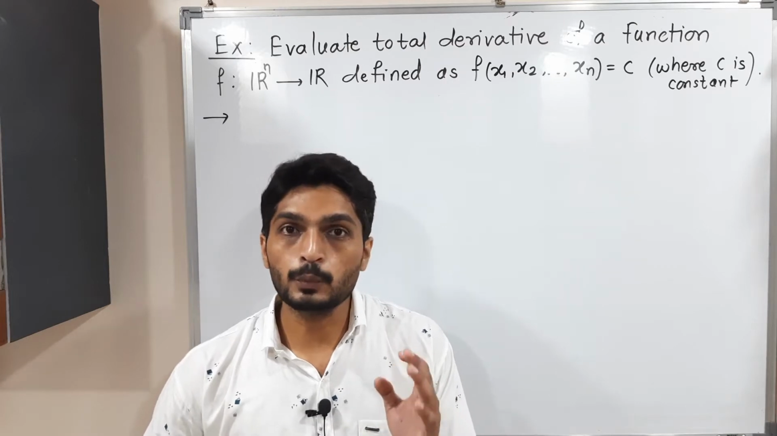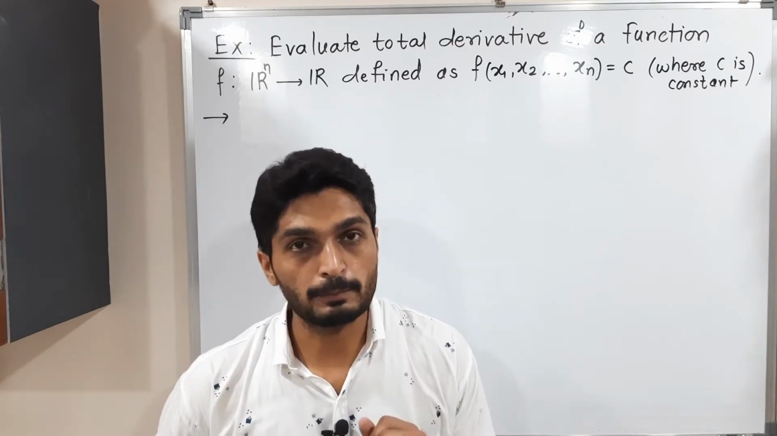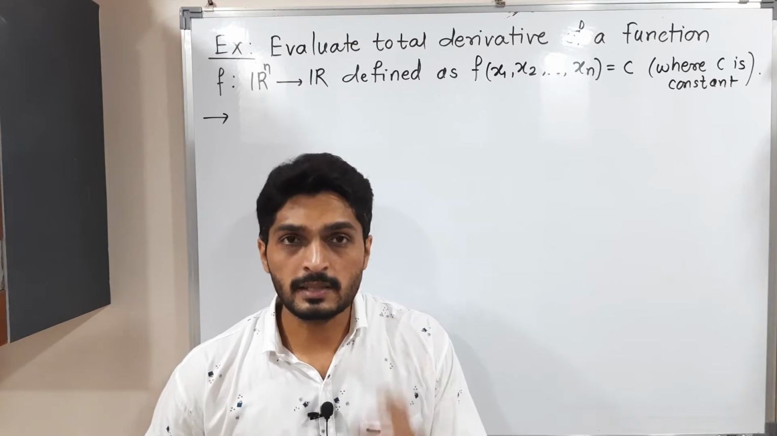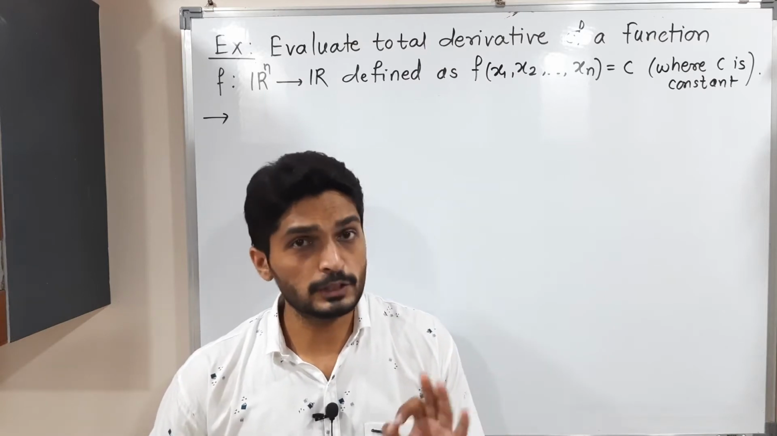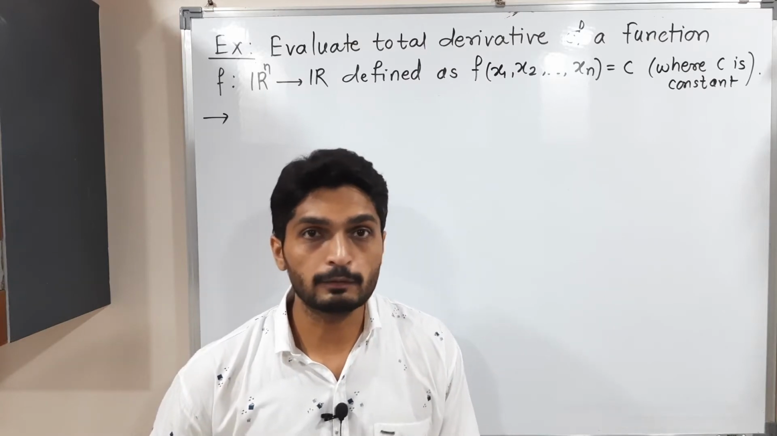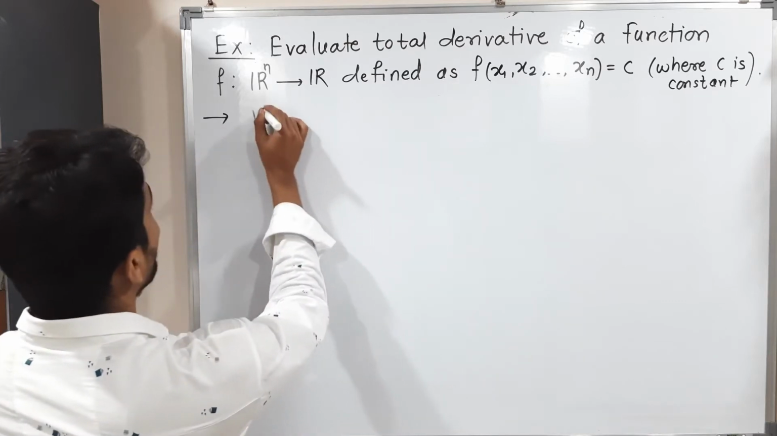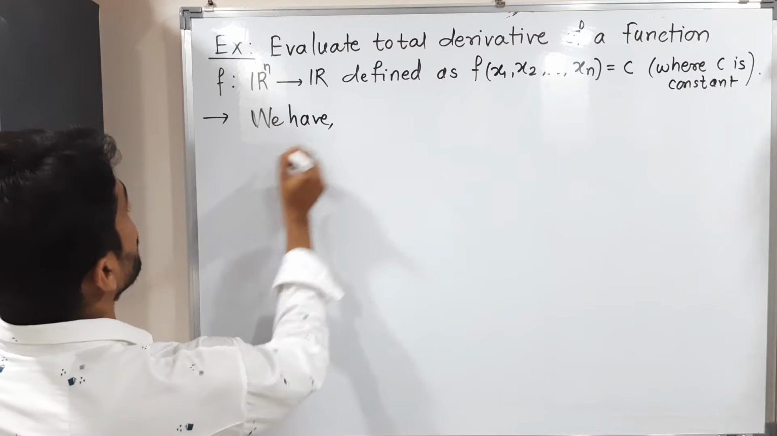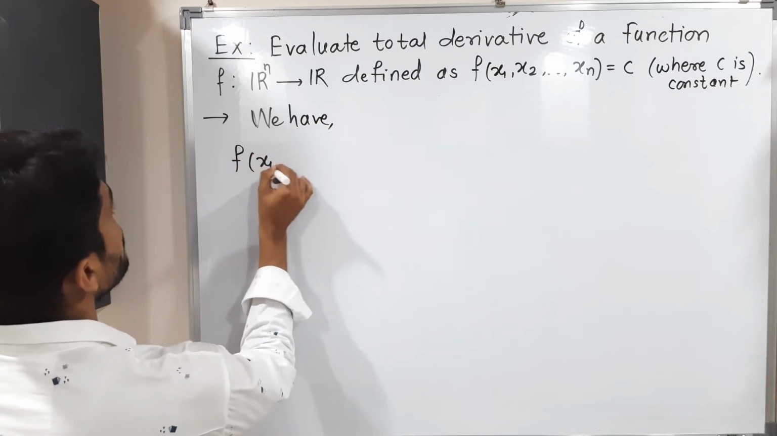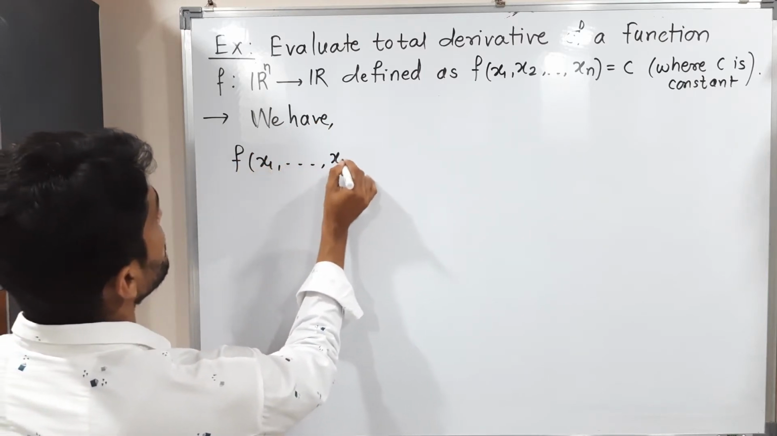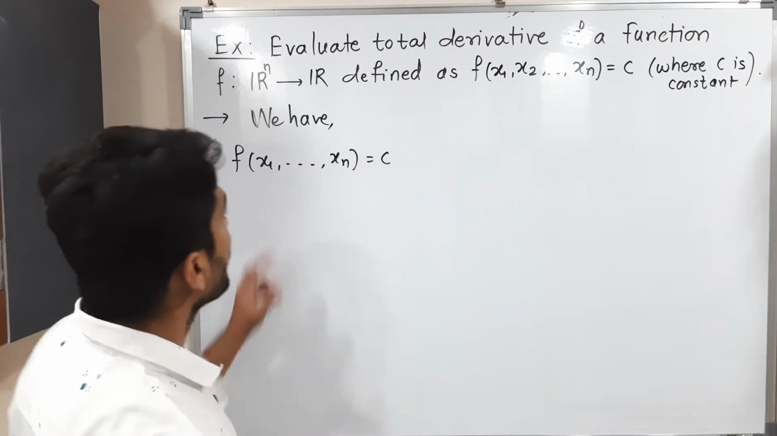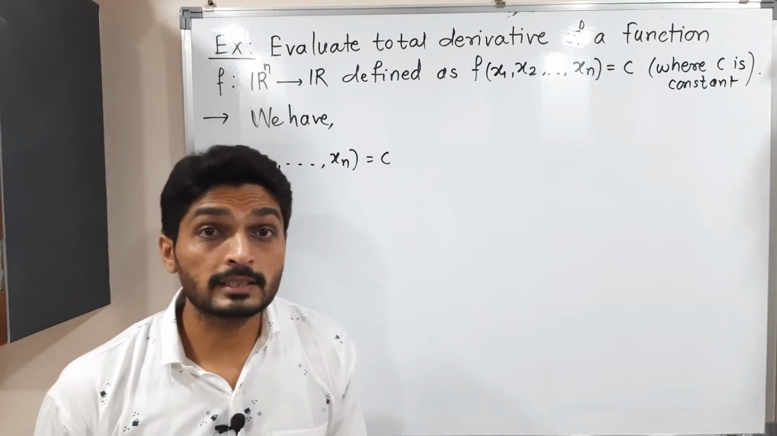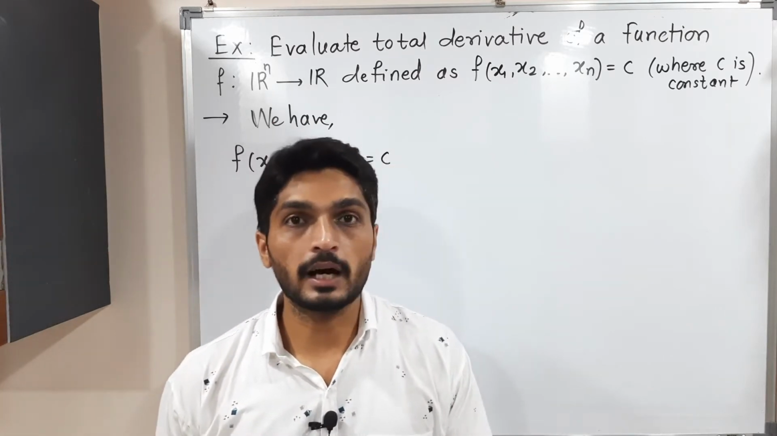In our previous two videos, we have seen how to solve problems, so I will follow the same method to solve this problem. First of all, I will write the given function. The function is f of x1, x2 and so on xn is equal to C. I am writing x1, x2 and so on xn since the domain of this function is Rn.